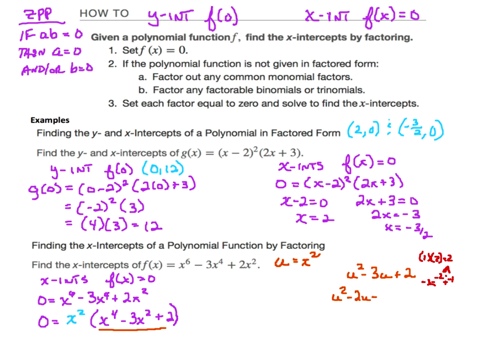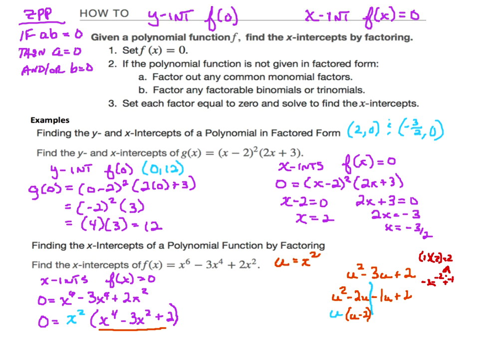u squared minus 2u minus 1u plus 2. Now I split it down the center. Take a GCF out of the first two terms, which is u. I'm left over with u minus 2.